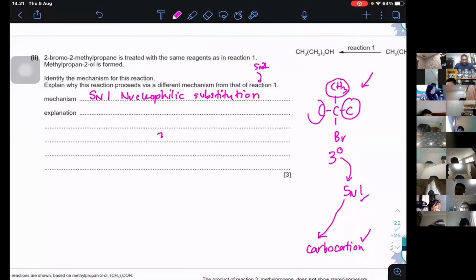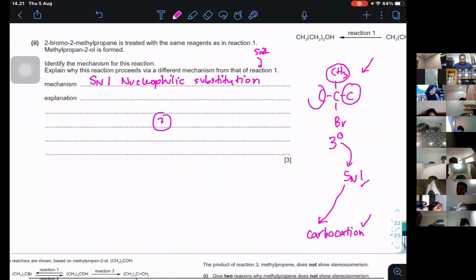So you just mentioned that. It means two key points. The two key points are: one, this is going to be a tertiary halogenoalkane, and the second part, you need to talk about it will form a carbocation intermediate. Okay, so two points, you will get it over there.